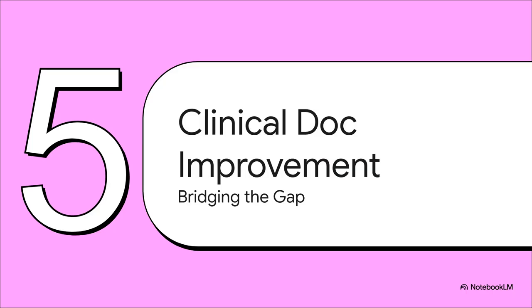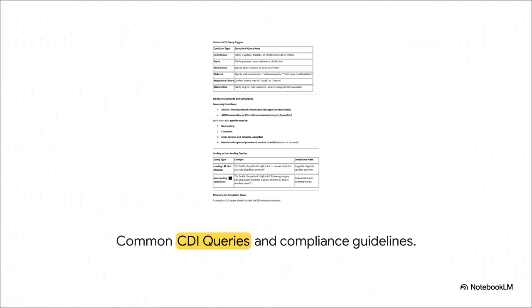Section 5. Clinical Documentation Improvement, Bridging the Gap Between the Chart and the Code. When clinical documentation is ambiguous, incomplete, or missing a POA status, coders must step in and query the physicians. There are some incredibly common triggers for this. For example, if a physician just jots down anemia, the coder literally cannot stop there. They need to know the exact etiology. Are we looking at acute post-hemorrhagic anemia from an active GI bleed, or is this just chronic iron deficiency?